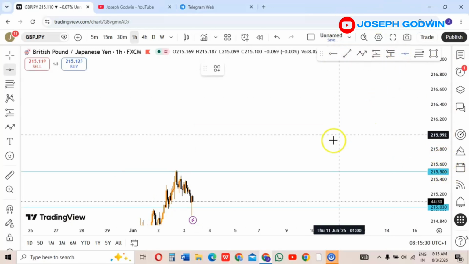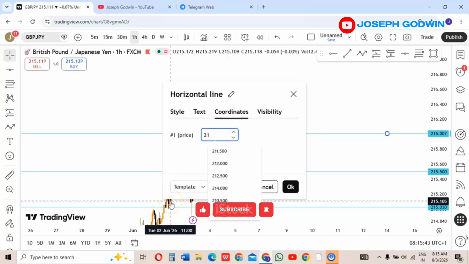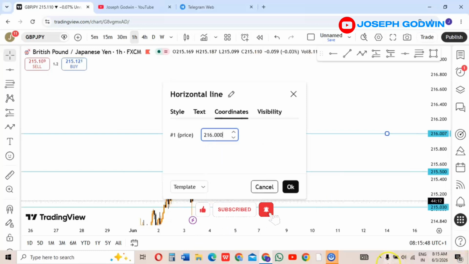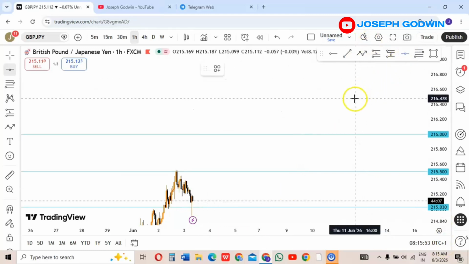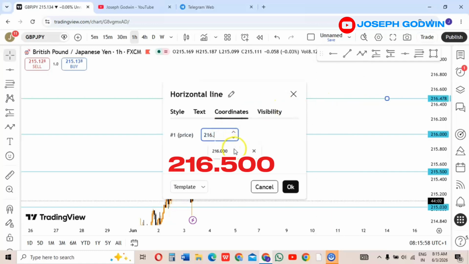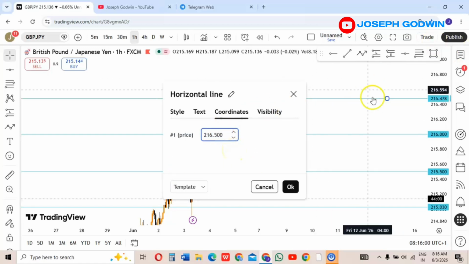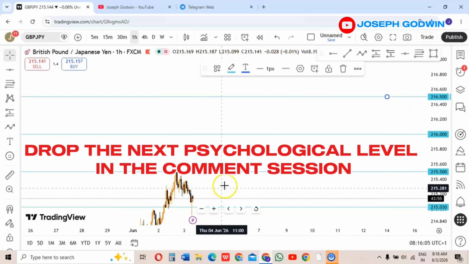Now the next psychological level for you to plot is 216.00. So the next one for you to plot will now be 216.500 again. So the next one now will be what? If you know, comment it in the comment section so that I will know that you basically understand it very well.